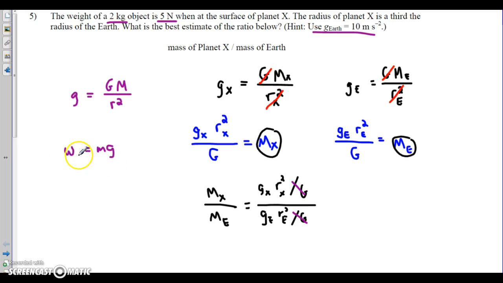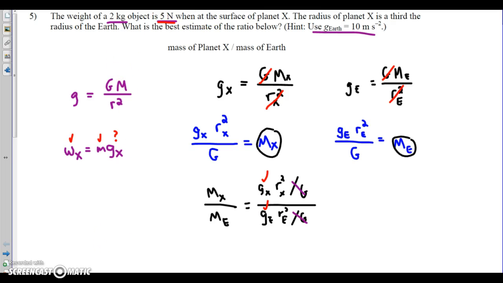So if you're looking at the weight on planet X, you have to use the gravitational field strength of planet X at the surface. We know the weight on planet X, it's 5. We know the mass of the object, which is the same on every planet, it's 2. So we can solve for gx. And then we'll know 2 out of the 4 things that we need.